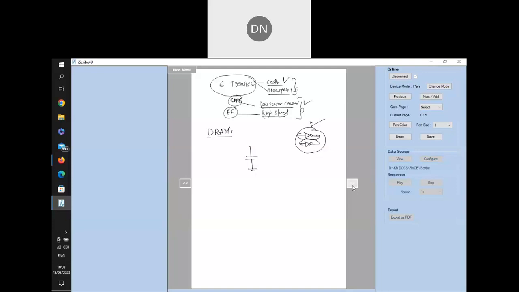Again, you require some component which enables this charging or disabling. That is nothing but again a transistor. So one transistor has been used here.